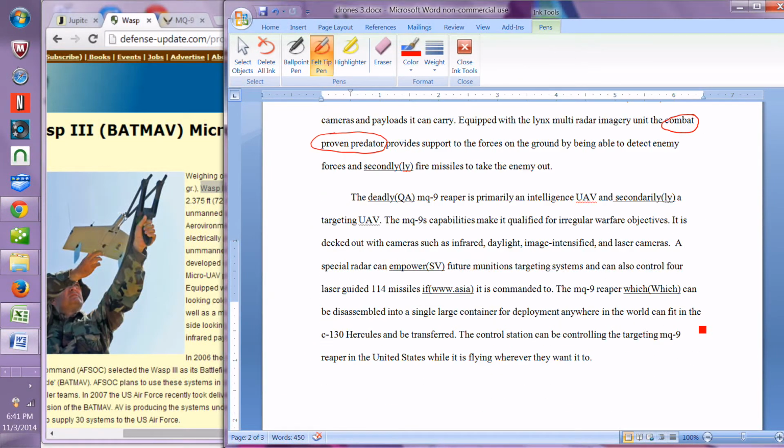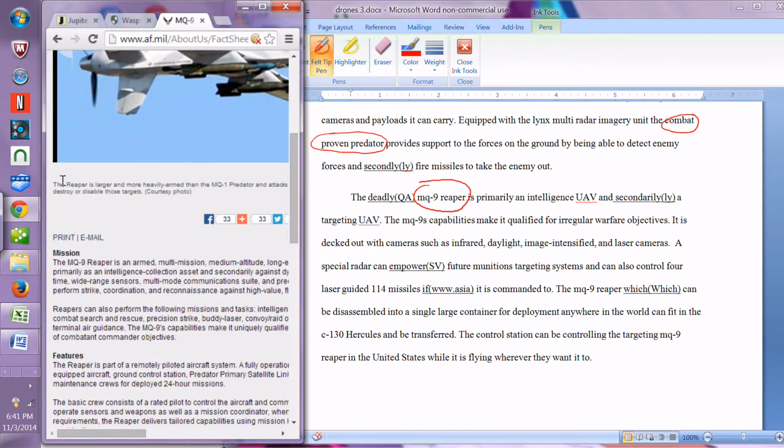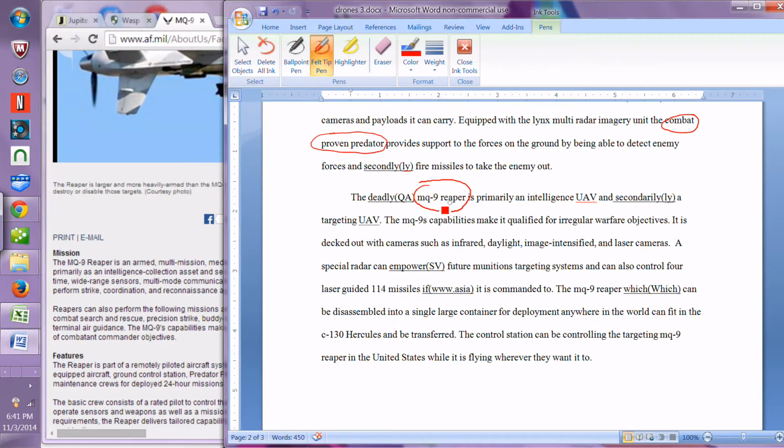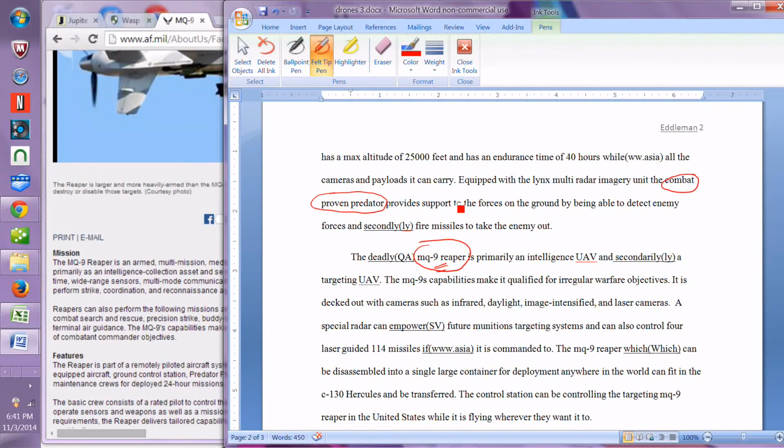Paragraph 3, the only thing I found here was this should be capitalized. Looking back at your source, they have it capitalized. And so if your source has it capitalized, then you need to capitalize it. And 3 lines under something means it needs to be capitalized.